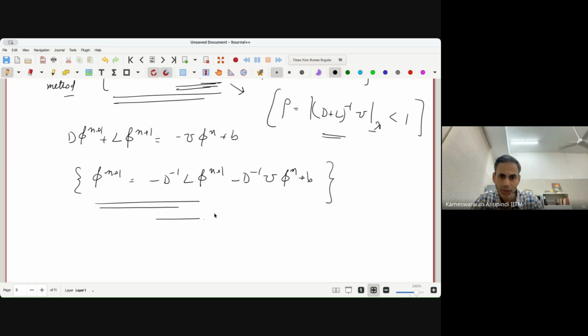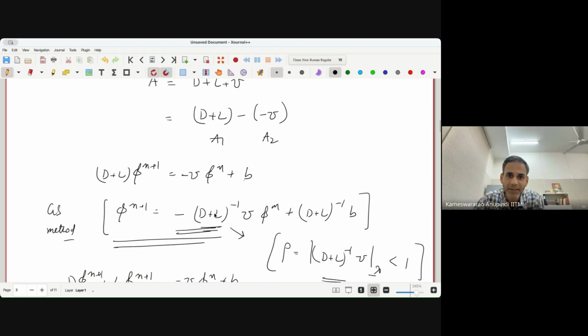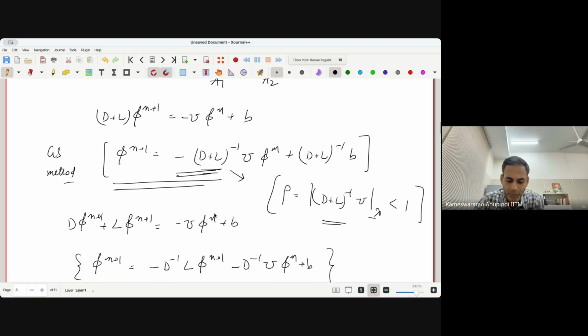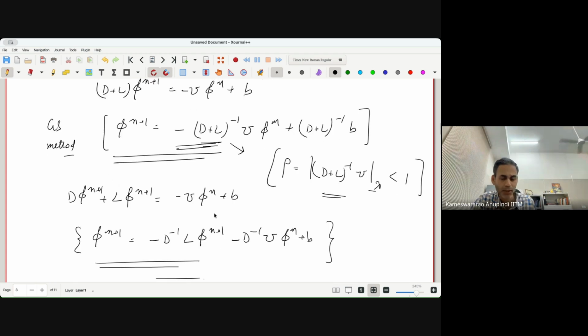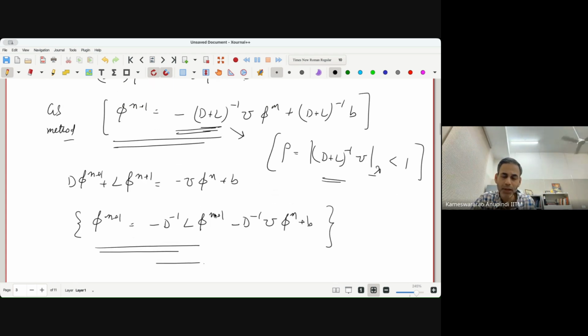The Gauss-Seidel method was accidentally discovered a long time back, before the advent of computers. People used humans as calculators; people were paid some amount to do calculations. What they found was they were getting a faster solution if they used the updated values rather than the old values. That's how they figured it out, and that's how this method came into existence.